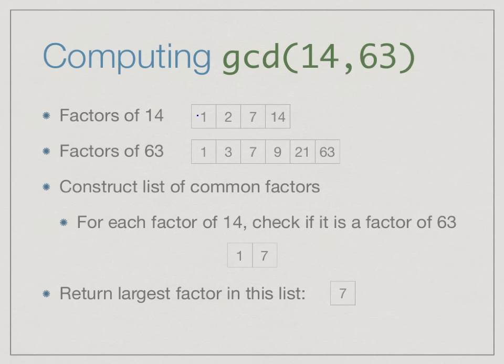So we have computed the factors of 14, computed the factors of 63, systematically checked for every factor of 14 whether it's also a factor of 63 and computed this list of common factors here. And then from this list, we have extracted the largest one, and this in fact is our GCD. So this is an example of how this algorithm would execute.